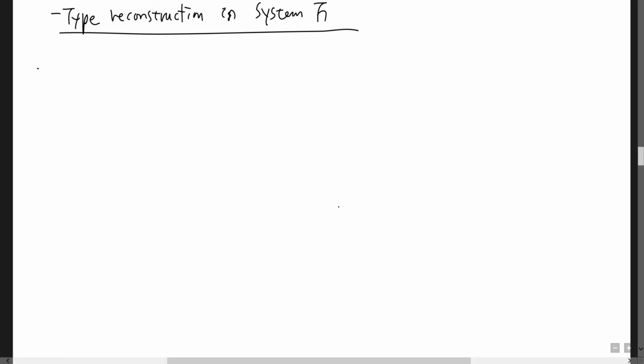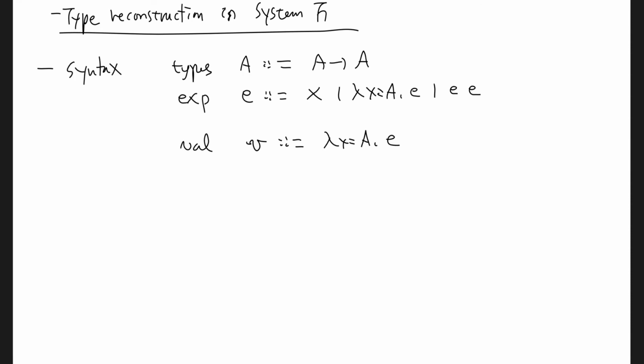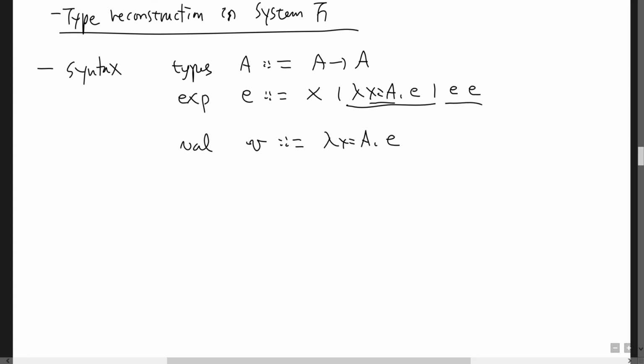So this is the syntax. First, types. We have this function type, and for expressions, we have this variable and lambda abstraction and application. And for values, we have this lambda abstraction. So the language looks like a simply typed lambda calculus because we have this lambda abstraction with this type annotation and lambda application and so on.